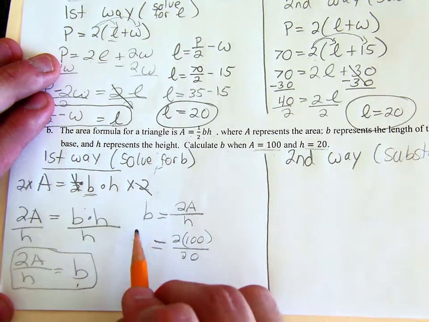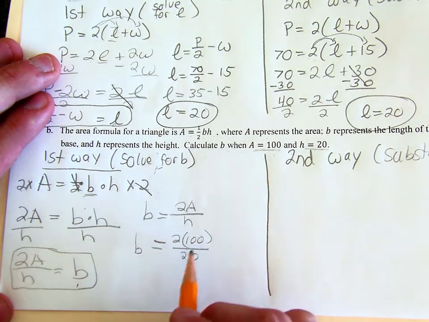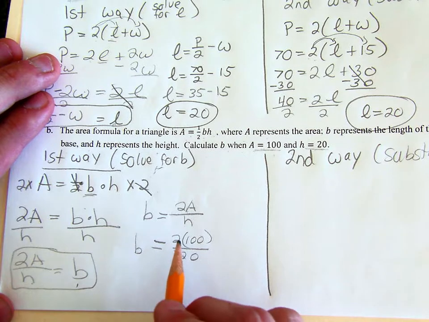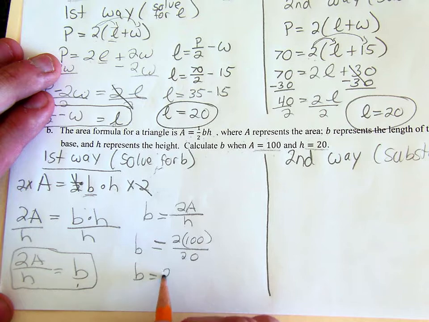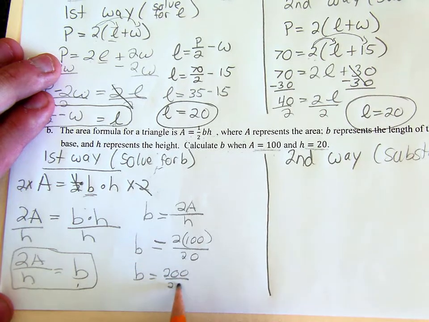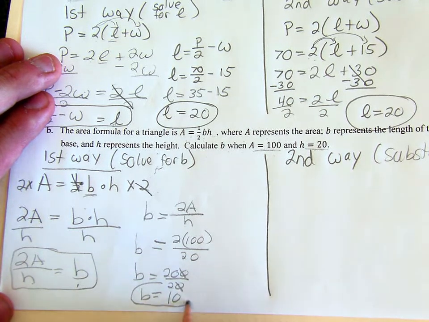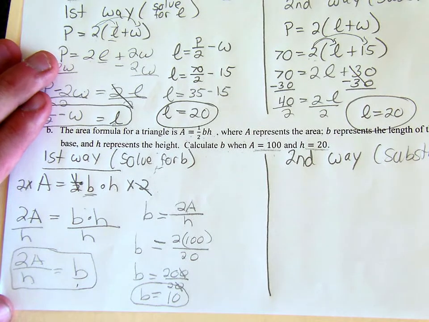So our base is going to equal 2 times 100 divided by 20. 2 times 100 is 200, so the base is equal to 200 divided by 20. The zeros will cancel. 20 divided by 2 is equal to 10. So our base is going to be equal to 10. Okay. Now let's look at it the second way.